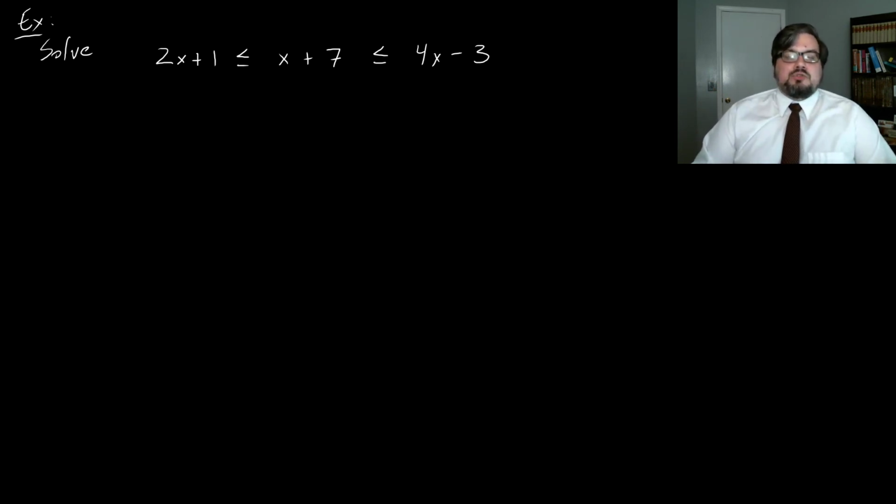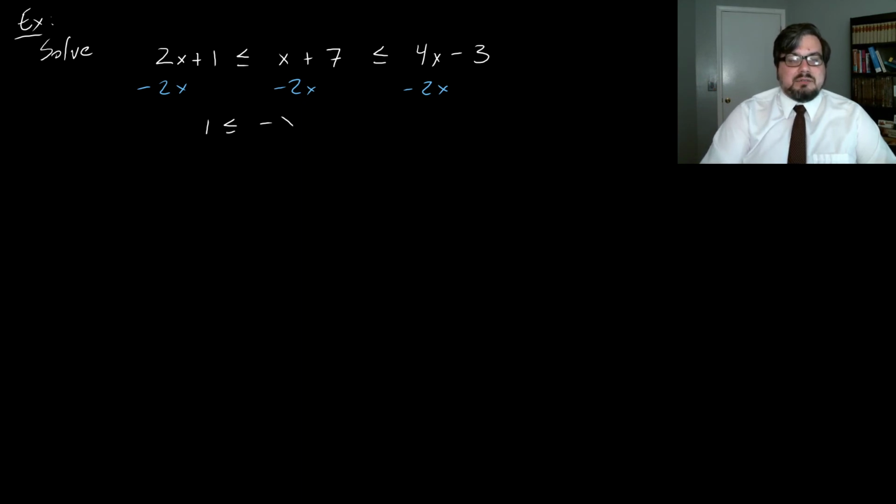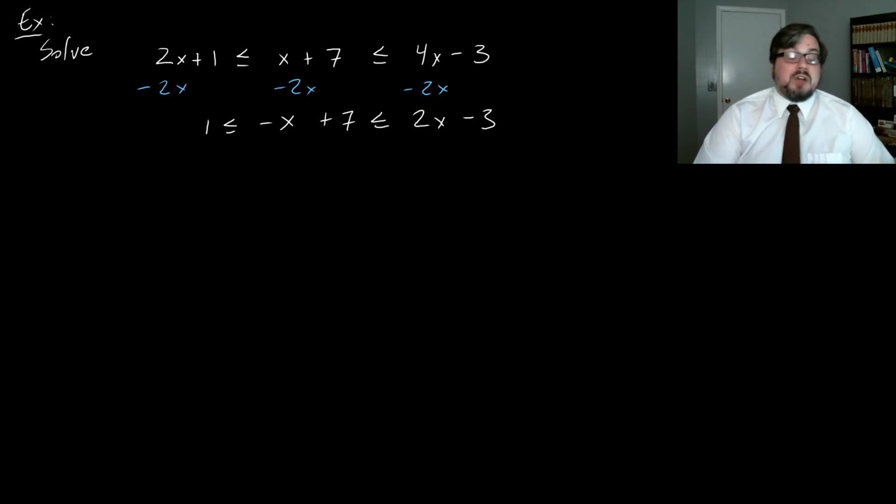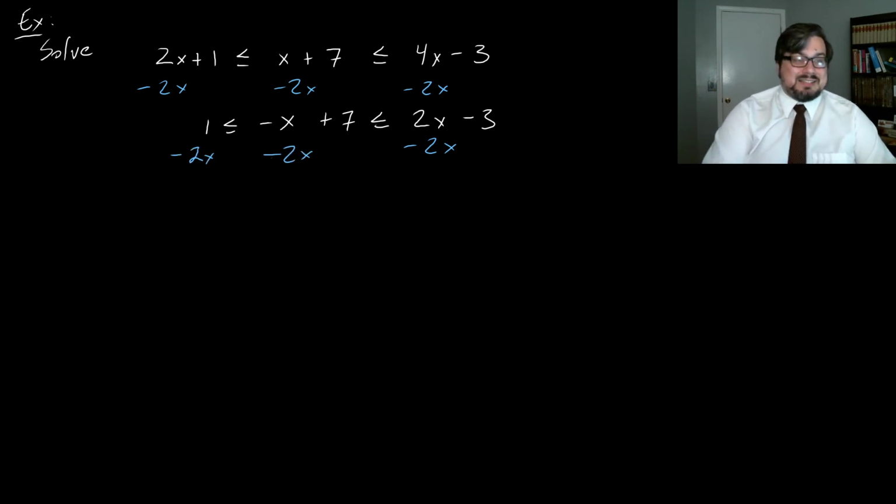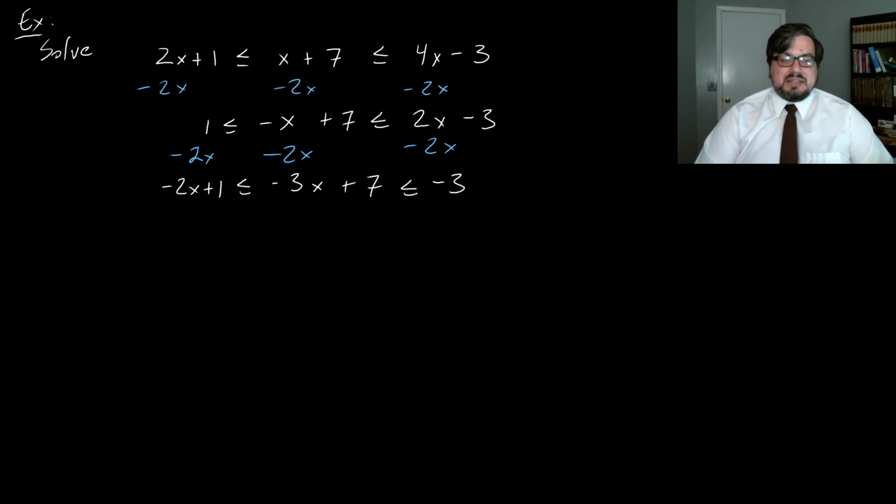Well, in this case, if you try to get all the x's in the middle, it doesn't work. So, for instance, if you tried to subtract 2x to get rid of the x on the left side, you get 1 is less than or equal to negative x plus 7, which is less than or equal to 2x minus 3. And you've gotten rid of the x on the left, but you haven't gotten rid of it on the right. And now, if we try to get rid of the one on the right, we'd subtract 2x, but we have to subtract 2x from all three sides. And so we'd get negative 2x plus 1 is less than or equal to negative 3x plus 7, which is less than or equal to negative 3.